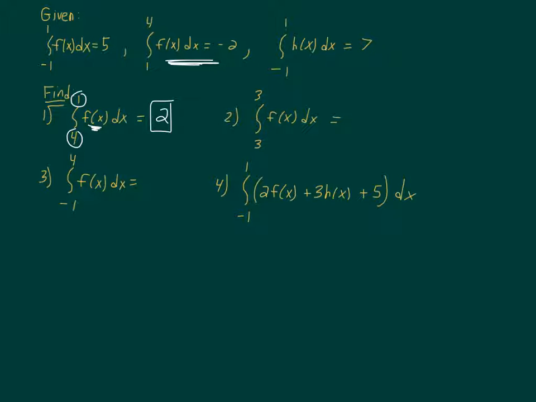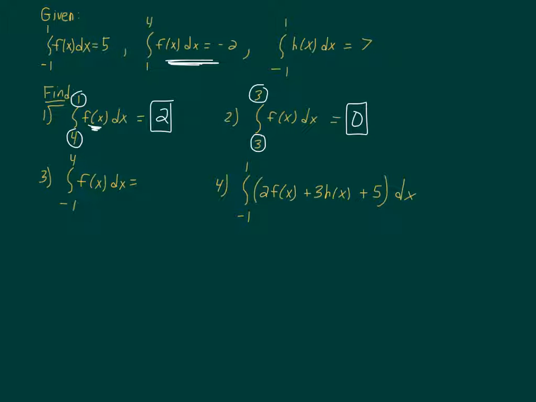Okay. The next one here, notice how the bounds are 3 to 3, so they're not changing. So anytime our bounds are not changing, we said the answer is just going to be 0 for the definite integral. Alright, next one here, we have a little bit of work to do.